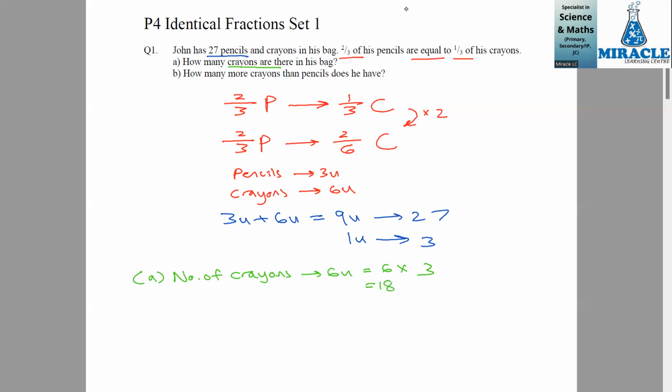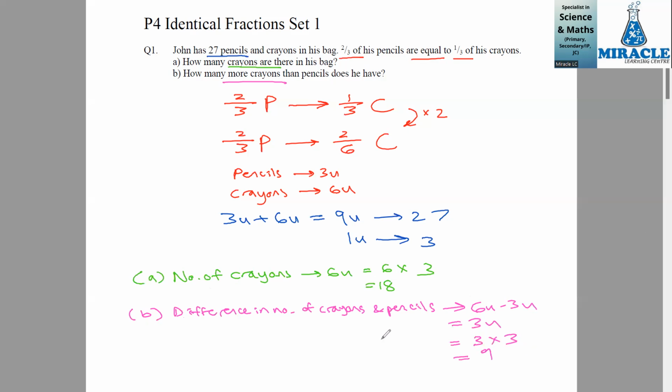Now moving on to part B. How many more crayons than pencils does he have? So, the difference in number of crayons and pencils. And this would be the difference in their units. So 6 units minus 3 units gives us 3 units. And 3 units represents 3 times 3, which gives us 9.